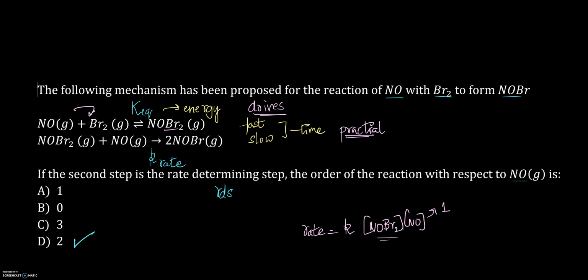Quick recap. There are kinetics and energetics ideas being used in this question. We first use the kinetics idea to form the equation of rate constant, which was this way, and then we get rid of NOBr2 by using this equilibrium idea, which is a fast step. That's it.